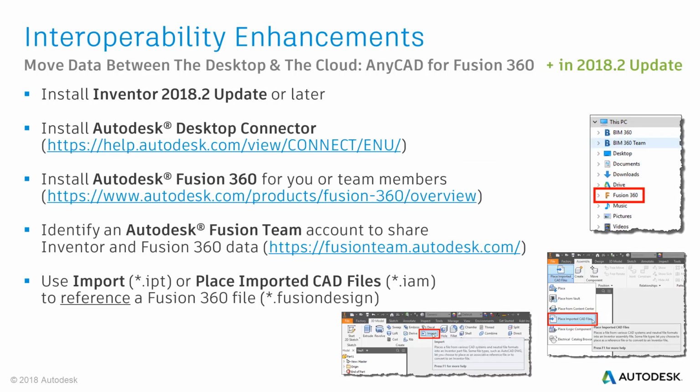If you're interested in the AnyCAD for Fusion 360 workflow and you would like to test it, you need to cover the following steps. At first, you should make sure you have installed the Inventor 2018.2 update or later. Then you need the Autodesk Desktop Connector to synchronize your data between your computer and Fusion Team. The Desktop Connector works quite similar to Microsoft's OneDrive, which is used to synchronize Office documents between your local machine and your online storage. Please don't forget to install and subscribe to Fusion 360 for yourself or your team members you would like to collaborate with.